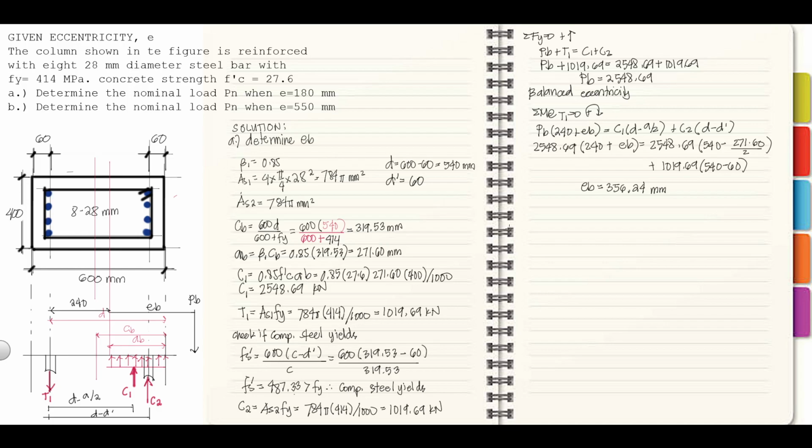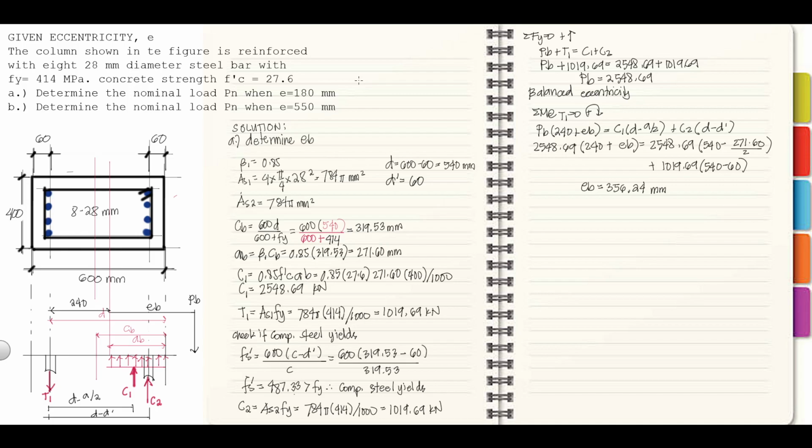So ano yung gagawin natin? How can we solve this type of problems? So as you can see here, I will discuss it while solving this example.